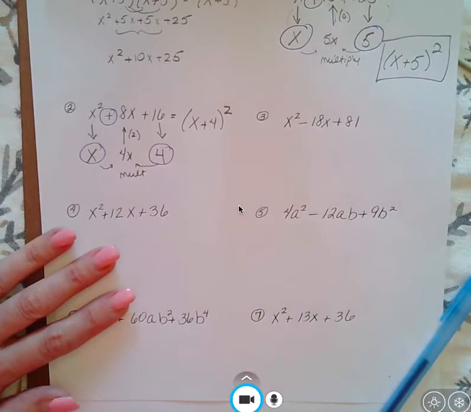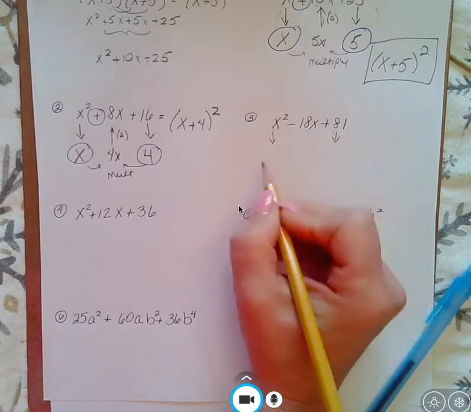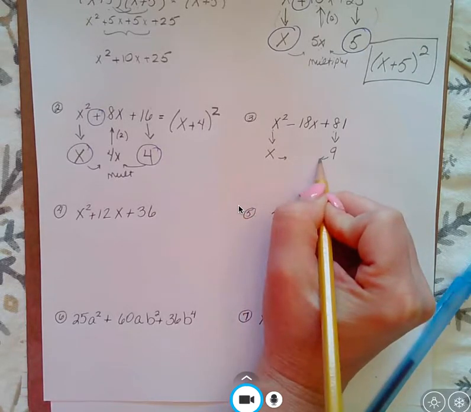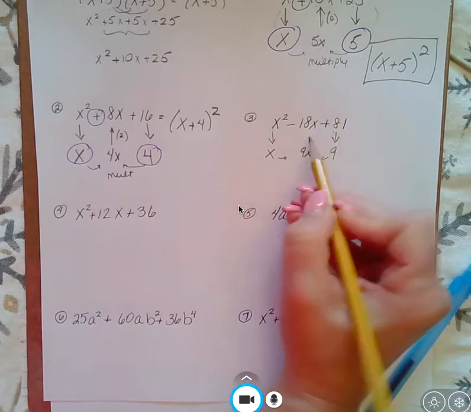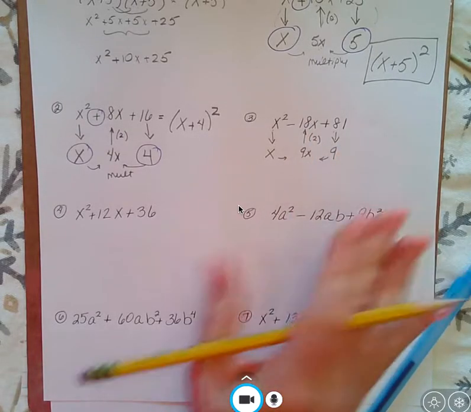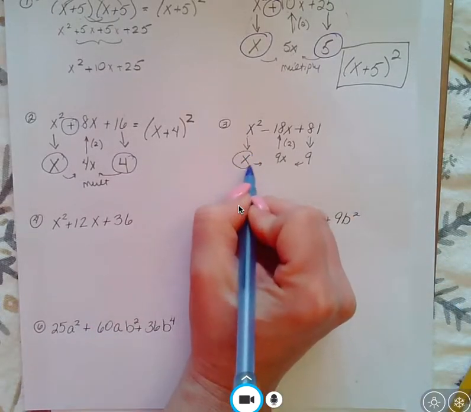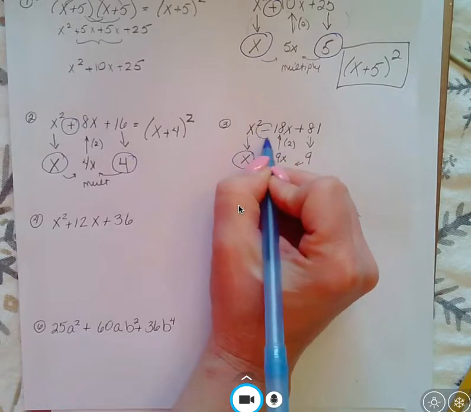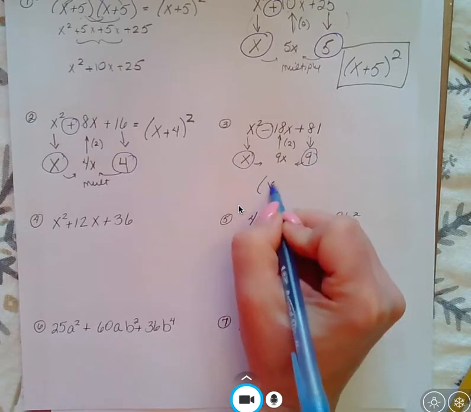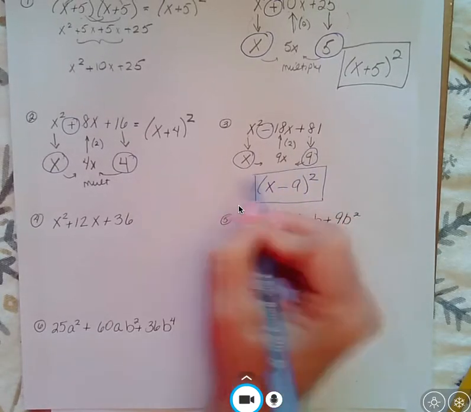This one over here, let's try it. Of course I see they're both perfect squares, so I take the square roots, x and 9. If I multiply these times each other, I do get 9x. When I double 9x, 9 times 2 is 18, so yes, this is a perfect square. When I go to write my answer, it's going to be x minus 9. It has to be a squared term.